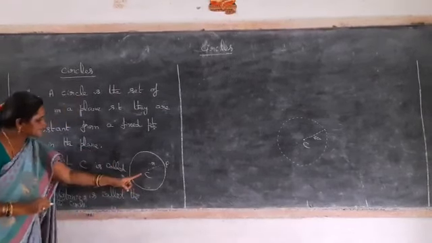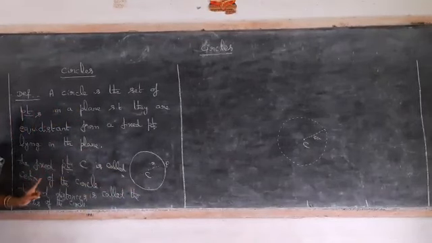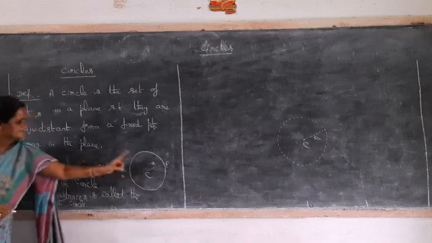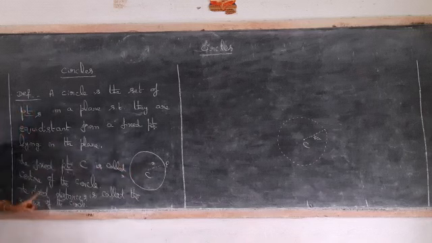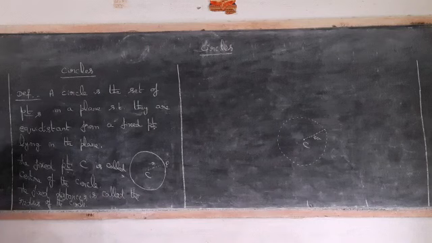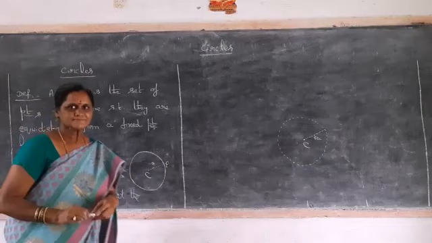Okay, here this fixed point capital C is called center of the circle. The fixed distance small r is called the radius of the circle. Okay, this is the definition of the circle. Next here we have to learn another concept.